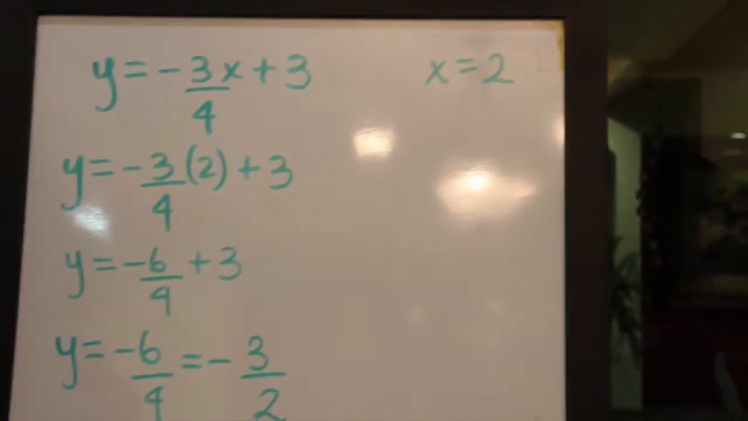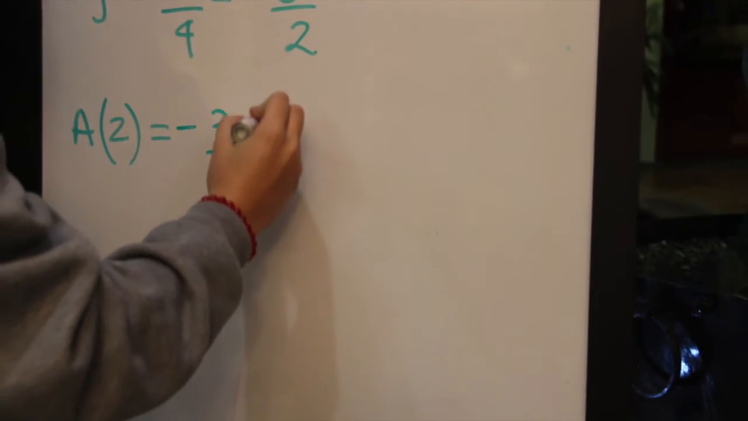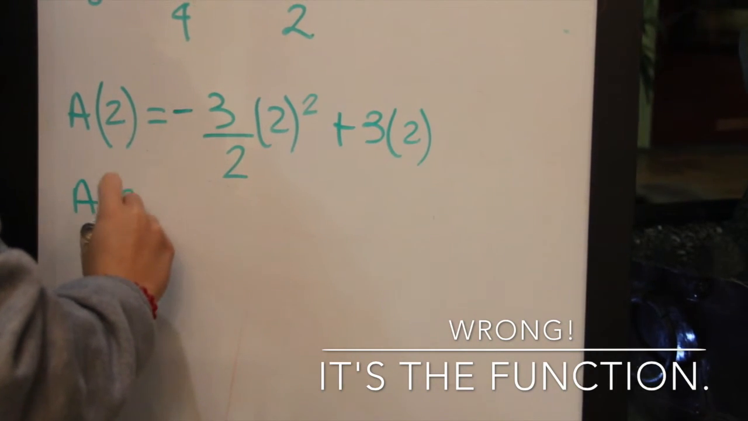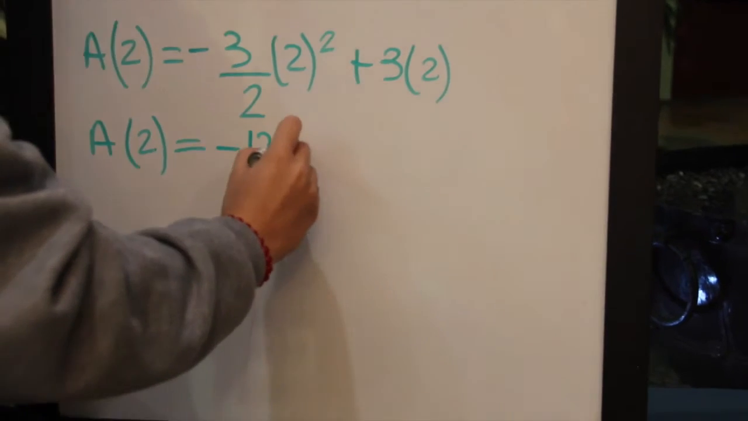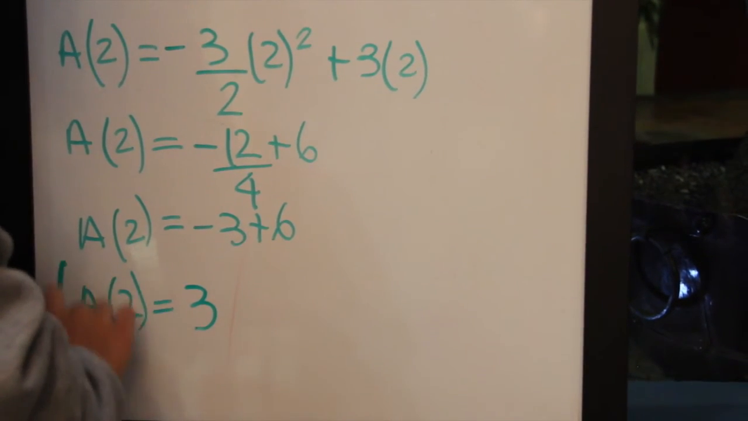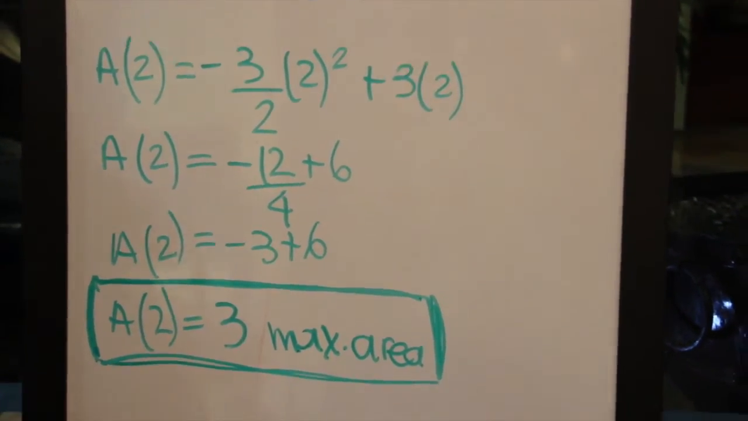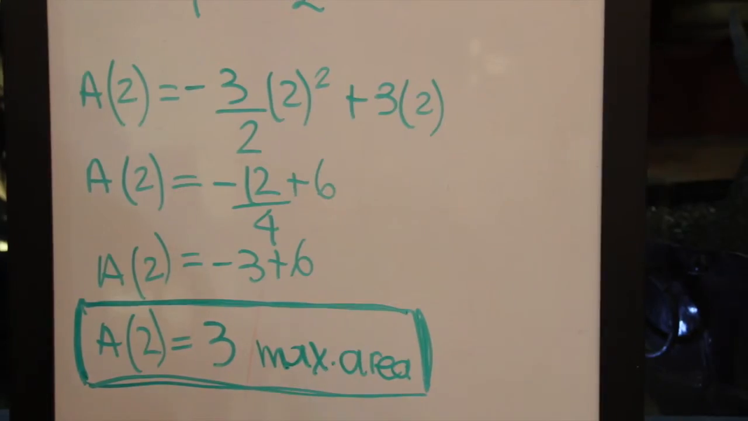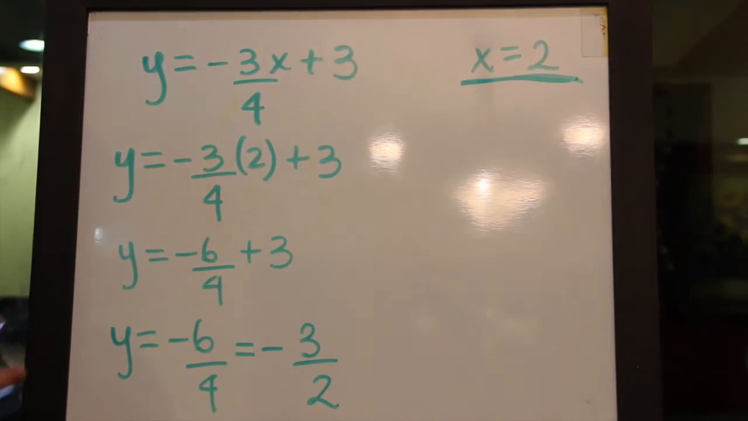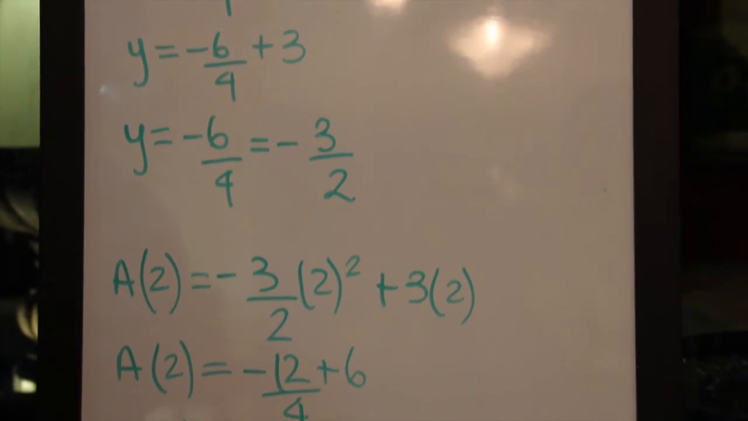Now you remember that we've got x equals 2. So in our function, we're going to substitute the x by 2. Remember that we got x equal to 2. We are going to substitute it in our function, which was x times y, and we've got minus 3/2 times x squared plus 3x. We substitute x by 2, and the answer for our maximum area is 3.